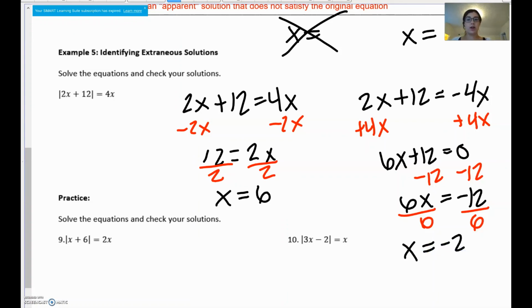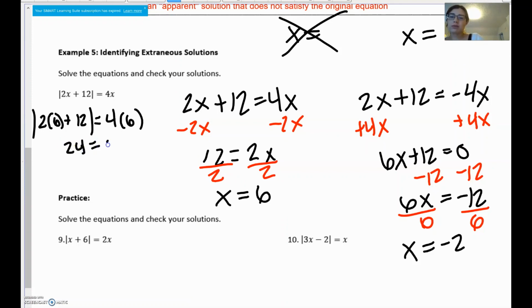So here's where the checking comes in. We're going to have to check. Does the absolute value of 2 times 6 plus 12 equal 4 times 6? Well, 2 times 6 is 12. 12 plus 12 is 24. The absolute value of 24 is 24. And 4 times 6 is in fact 24. Our first answer is good. Now we're going to check our second answer.